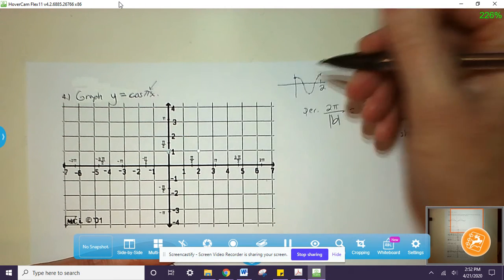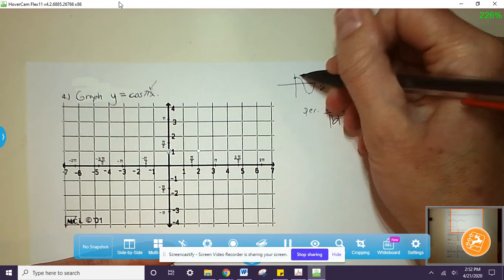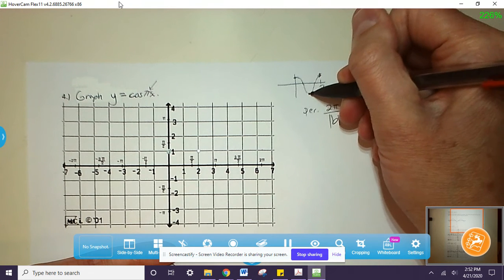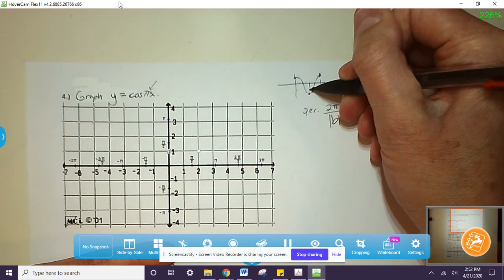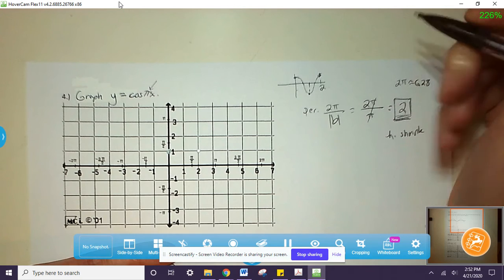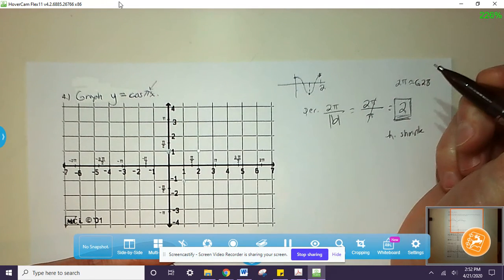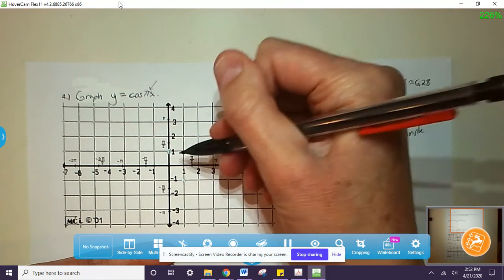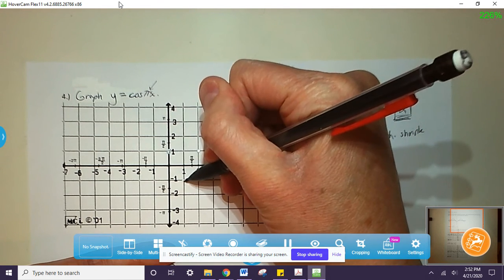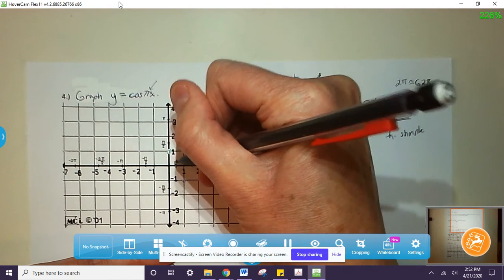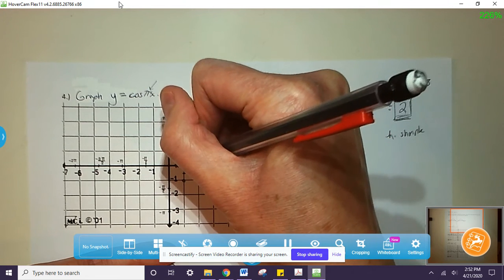And then if you look at your maximums, what has to occur halfway in between is you have to have a minimum. So halfway in between would be at 1. So at 1, we're going to have a min at -1. So the point is 1, -1. And halfway between this max and this min has to be an x-intercept. So halfway at 1/2 is going to be an x-intercept.